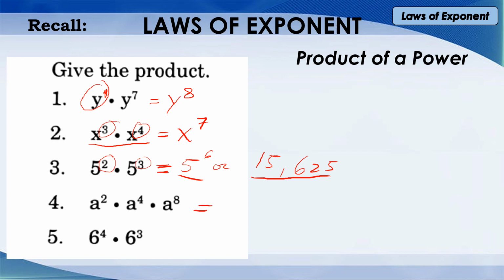So, next, example number 4: we have a raised to 2 times a raised to 4 times a raised to 8. Just simply add 2 plus 4 is 6, plus 8, that is a raised to 16. Then we have 6 raised to 4 times 6 raised to 3. What we do there is the same. We can just add 4 plus 3.